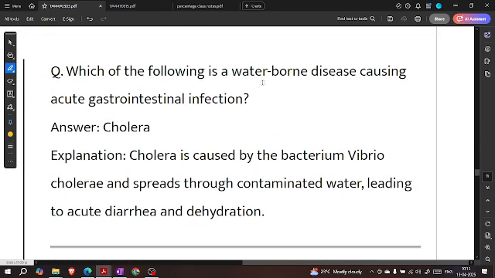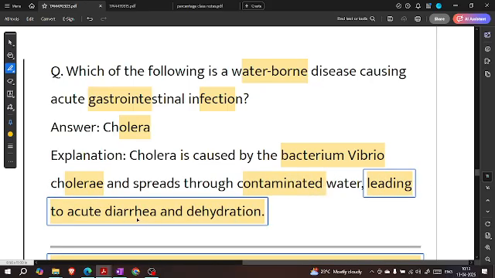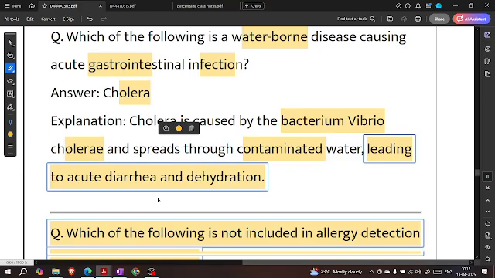Which of the following is a waterborne disease causing acute gastrointestinal infection? Cholera. Cholera is caused by the bacterium Vibrio cholerae and spreads through contaminated water, leading to acute diarrhea and dehydration.